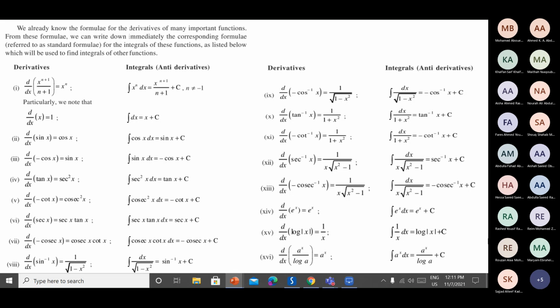Can you take a screenshot of this table, please, for yourself and put it in the chat, please? Who is going to take the screenshot and put it in the chat, please?